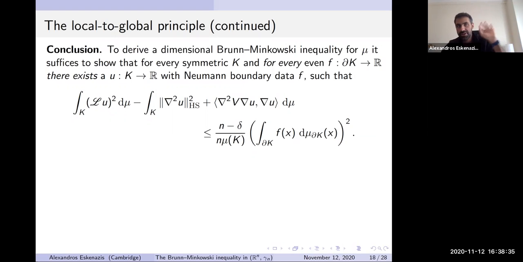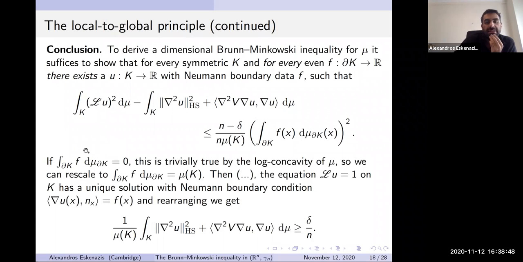Okay, and now we're very close to the local to global principle. This doesn't look very good so far, but we are getting close because this term appears. Now, here's the last observation. If the integral of f on the boundary is equal to 0, then the inequality is true, because remember what we want to do here is improve this delta from 0, which is log concavity, to 1. But if this integral vanishes, then this quantity here is just 0. So this follows from log concavity.